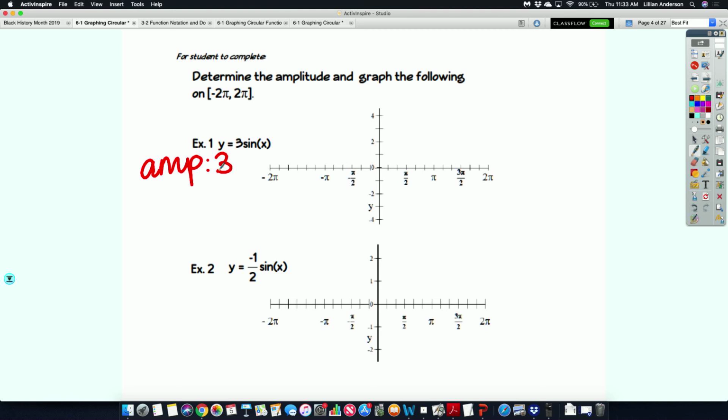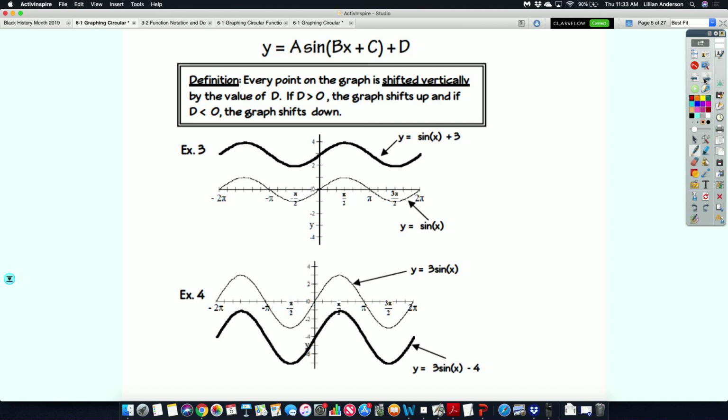But number 2, what's the amplitude? 1/2. But what did happen to the graph? It did shrink, but it also reflected over the x-axis, and we could draw that very easily. Remember, amplitude affects which coordinate? The y. How so? What do we do to the y's? Multiply them. Very good. We also talked about a vertical stretch the other day.